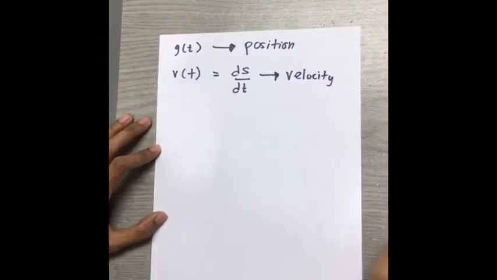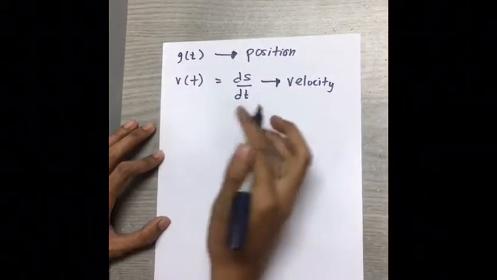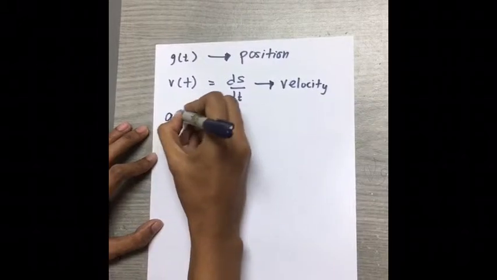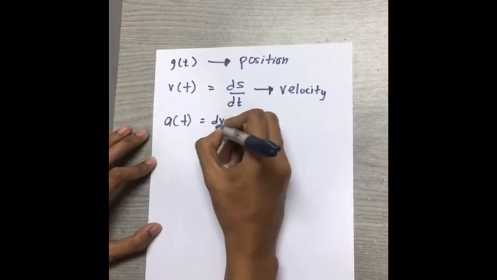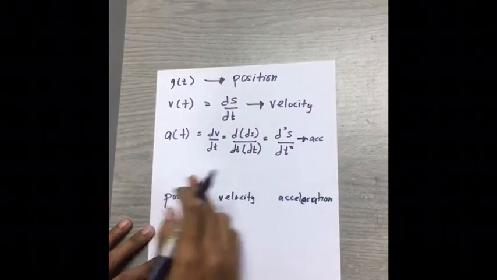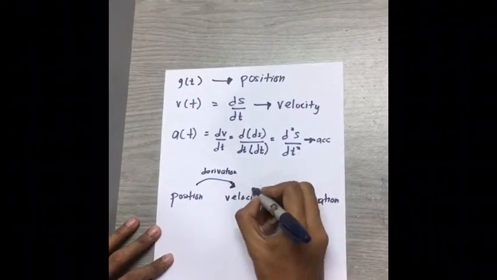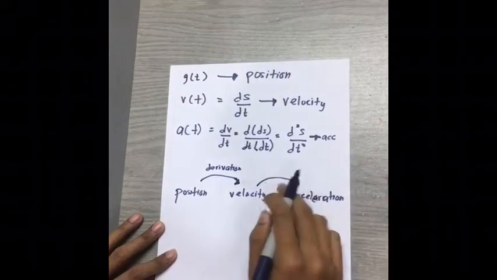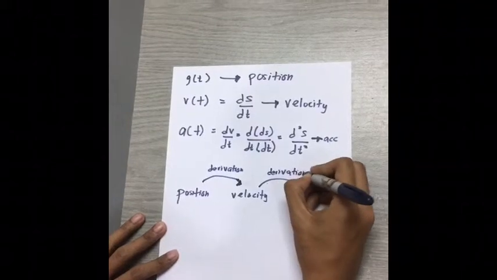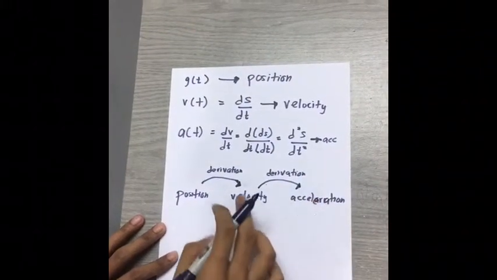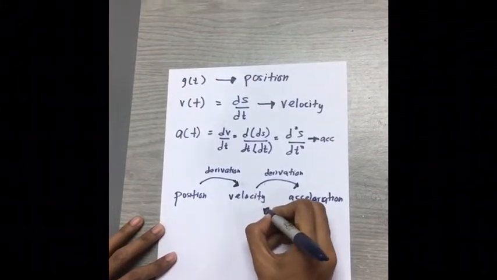And then the acceleration function a(t), we can get that from dv over dt. To get velocity, we need to do derivation, and to get from velocity to acceleration also we will do derivation. Same goes from acceleration to velocity and position: we will do integration.